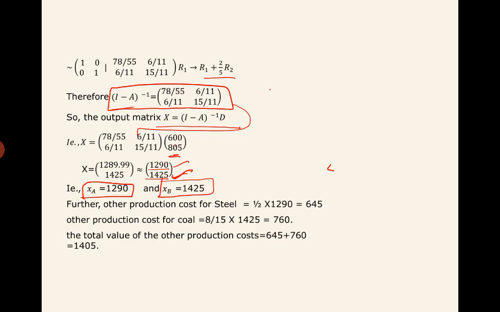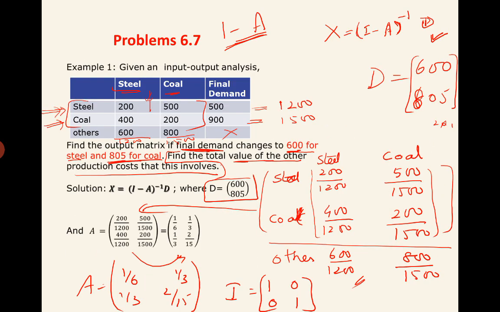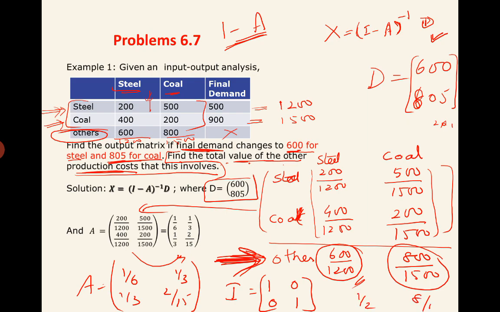Now let's take these numbers with the beginning. Go back. In the beginning, there was a question: find the total value of the other production cost. So this is the other cost ratio. Other cost for steel is 1 over 2, 600 over 1200. Other cost ratio for coal is 800 divided by 1500. So we have two different ratios, 1 over 2 and 8 over 15.